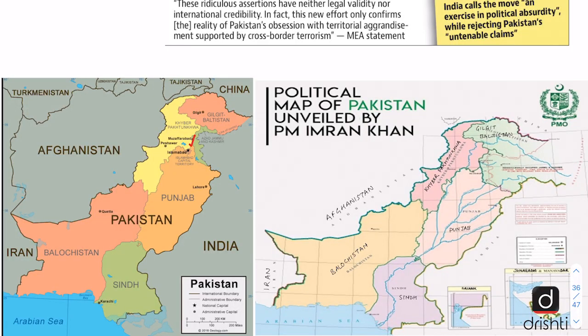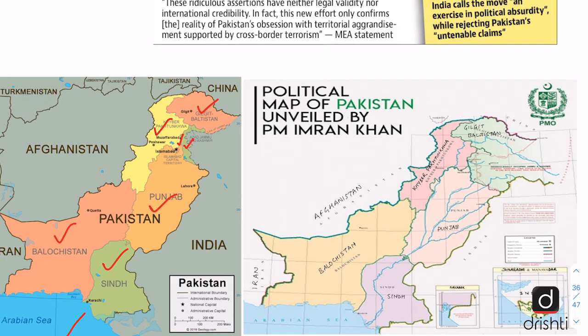So on the left we have the earlier map of Pakistan which shows its provinces such as Balochistan, Sindh, Punjab, Khyber Pakhtunkhwa, Gilgit-Baltistan and Azad Kashmir. Whereas the new map that has been released by Pakistan, it includes almost the whole of Jammu and Kashmir but leaves out the Ladakh region as undefined, keeping in view the Chinese sensitivities.